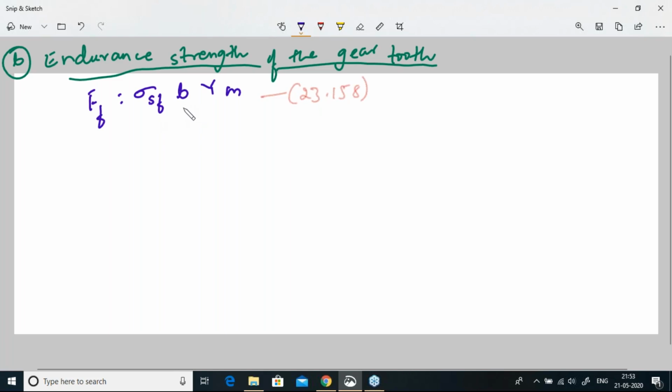So here B is the face width, the calculated value we have to substitute. Capital Y is nothing but pi into small y. Here small y is the Lewis form factor of the weaker member. M is the module and sigma SF is called as endurance limit. We will get this sigma SF from table 23.33. By substituting all these things, we will get FF. Always this FF should be greater than FD.